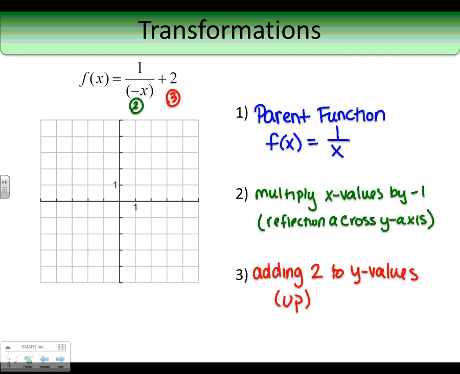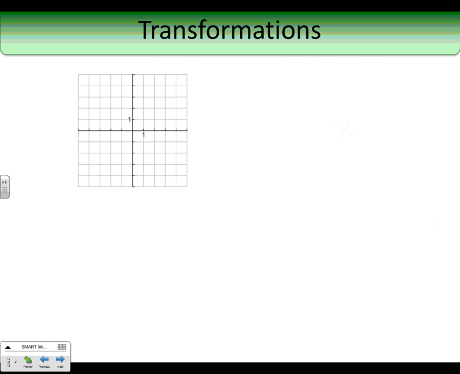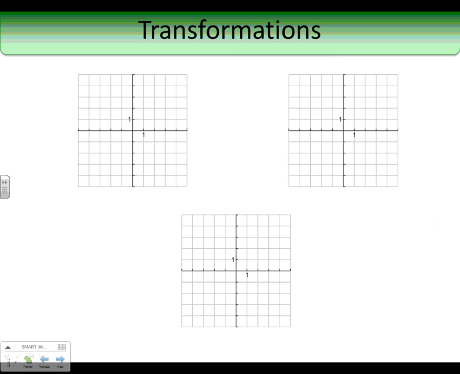So before you graph the final answer, what you're going to do is you're going to go to the sheet that just has a series of graphs. So I have 3 transformations that I'm doing, so I have 3 graphs. I'm going to show each step in order. Okay, so the first one always is our parent function. So our parent function is 1 over x.